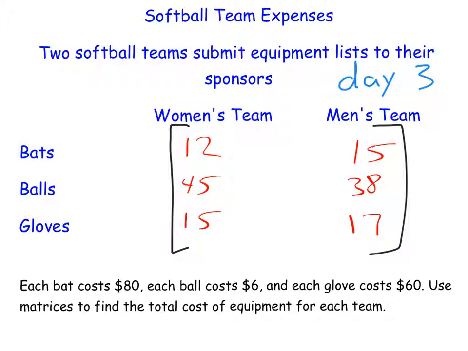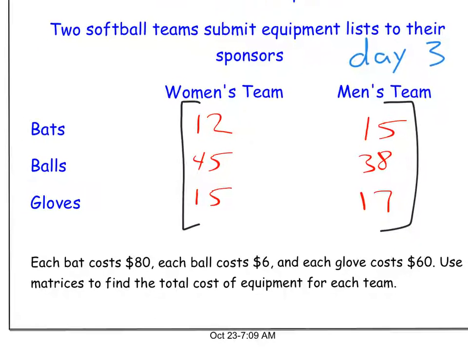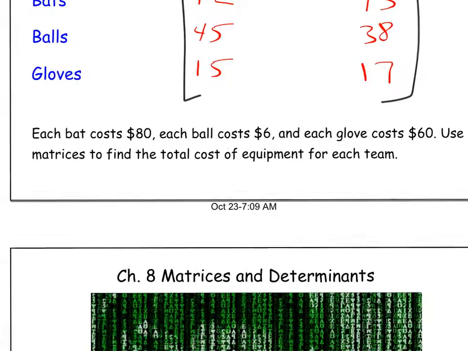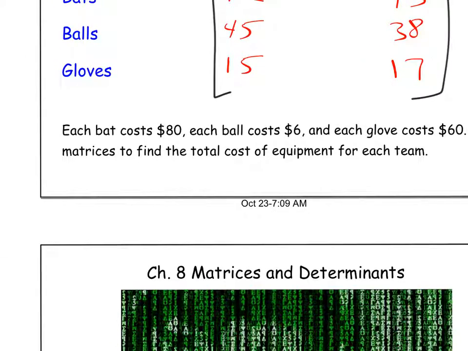Okay? Now it tells me down at the bottom that each bat costs $80, each ball costs $6, each glove costs $60. Use matrices to find the total cost of each team. Okay? I did not do a good job of leaving a ton of room here, so forgive me for that. I'm going to start over here, and essentially the two matrices that I'm going to multiply are going to be cost times equipment.